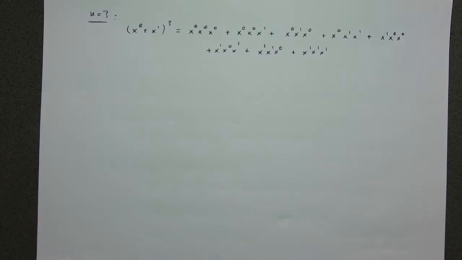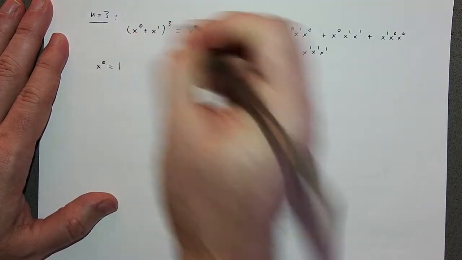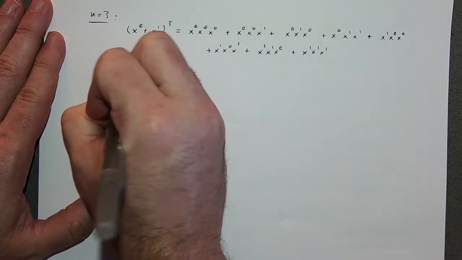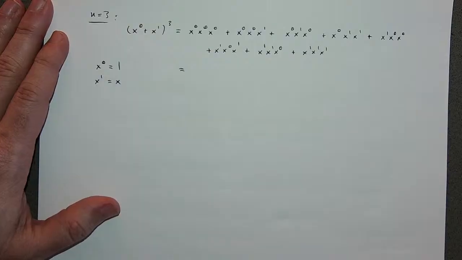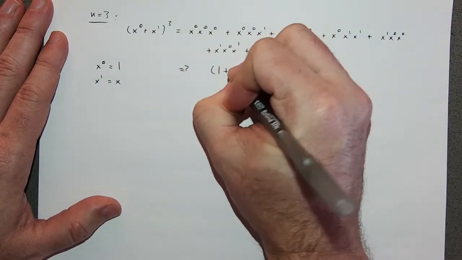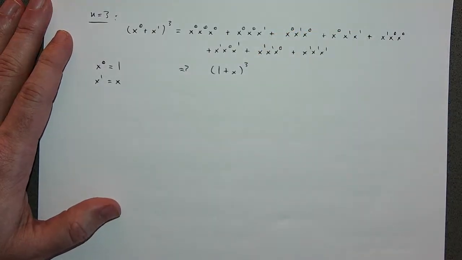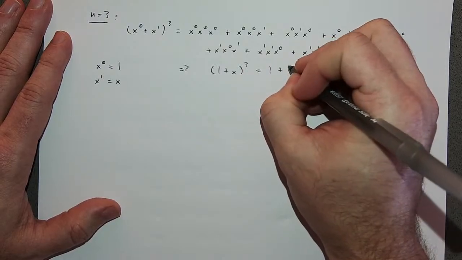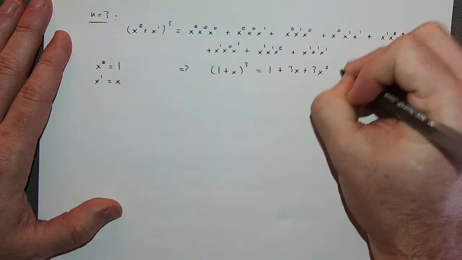Okay. Now, of course, x to the 0, that's just 1. X to the 1 is just x. So we could rewrite this expression using our normal algebra sense. So this is 1 plus x, cubed, which of course is 1 plus 3x plus 3x squared plus x cubed.